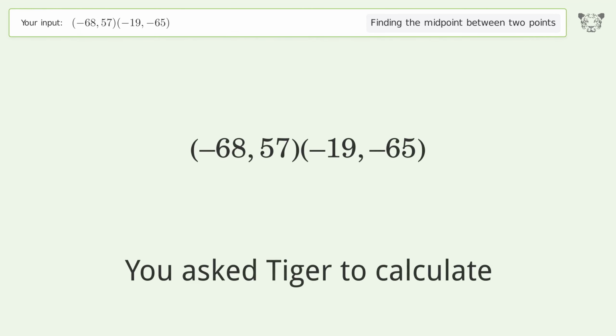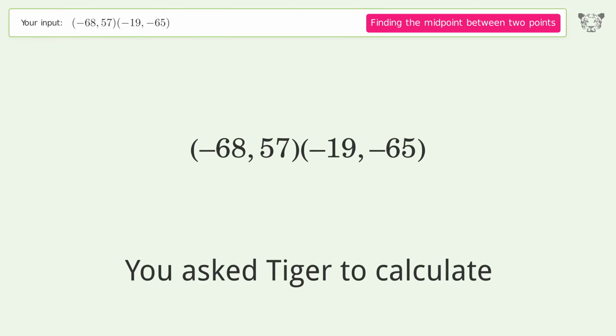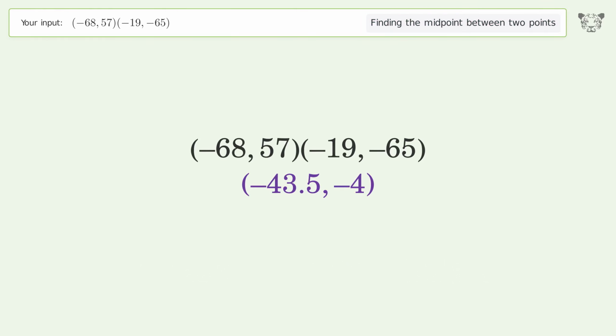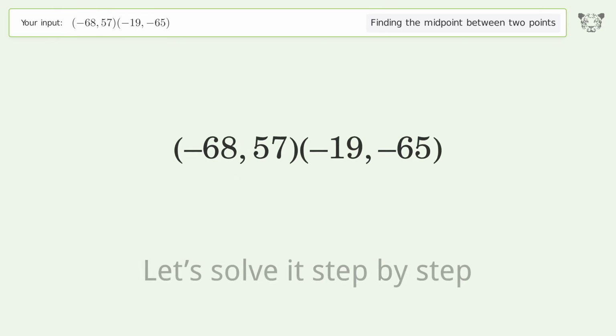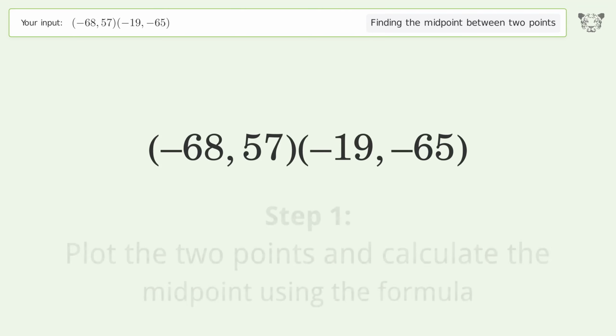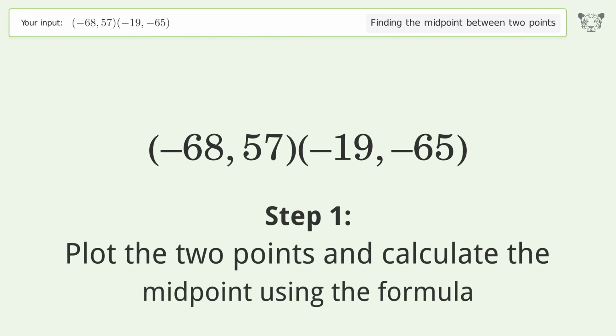You ask Tiger to calculate. This deals with finding the midpoint between 2 points. The midpoint between the 2 points is -43.5, -4. Let's solve it step by step. Plot the 2 points and calculate the midpoint using the formula.